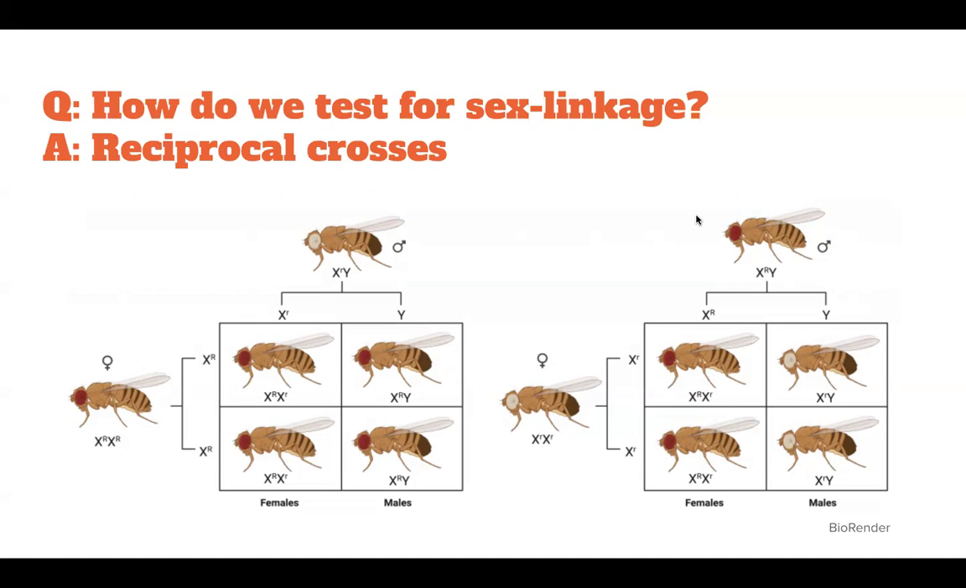In the left Punnett square, a mutant wide-eyed male is being crossed to a wild-type female. And on the right Punnett square, a wild-type male is being crossed to a mutant wide-eyed female.